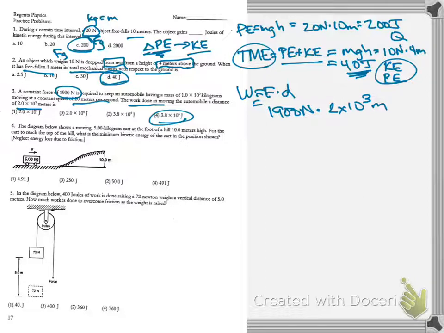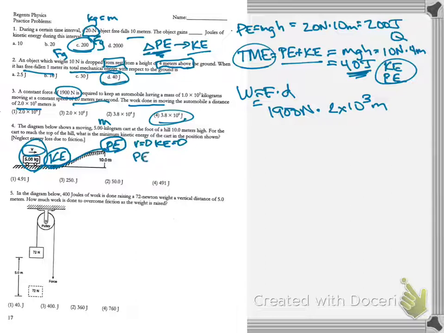The diagram below shows a moving, so it's moving, a 5 kilogram cart, that's the mass, at the foot of a hill that's 10 meters high. For the cart to reach the top of the hill, what is the minimum kinetic energy of the cart in the position shown? So the minimum kinetic energy would mean that it would make it just to the top here and stop moving. That means all of the energy is potential because its v is 0, it's not moving. The KE at the top would be 0. So really what you want to figure out is this KE here has to equal the PE here.